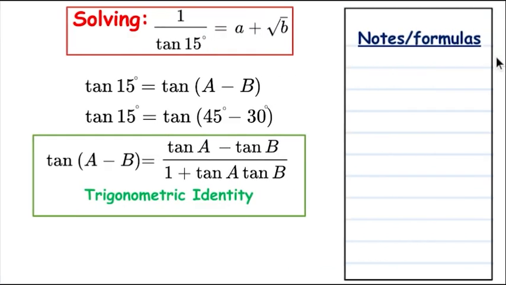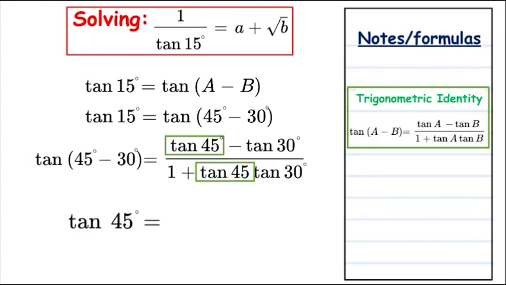Now we're going to use a trigonometric identity. Tan of A minus B is equal to tan A minus tan B all over 1 plus tan A tan B. Substitute in here. So tan A is tan of 45 degrees in the formula and tan B is tan of 30 degrees. So substitute in here and now let's evaluate tan of 45 degrees and tan of 30 degrees.